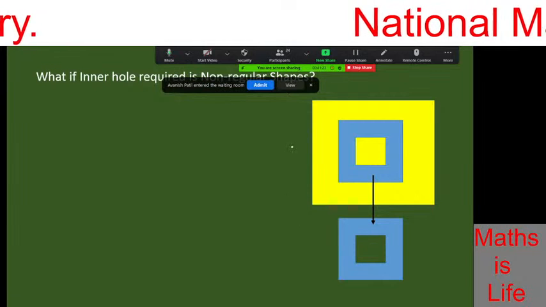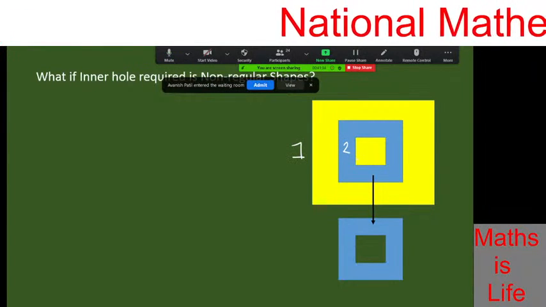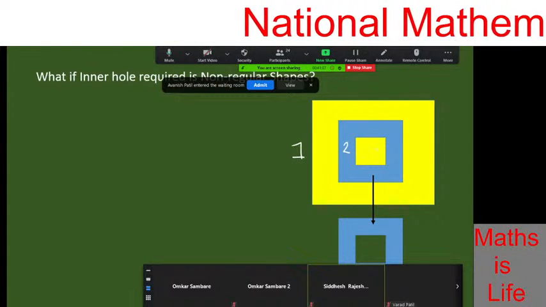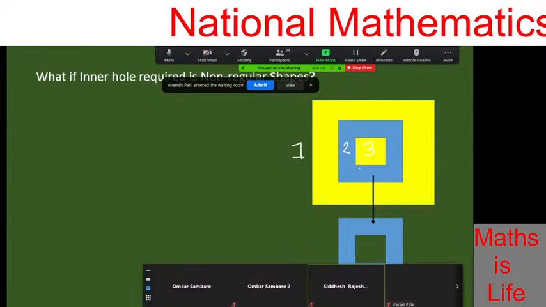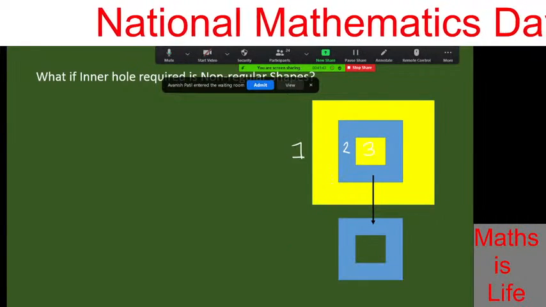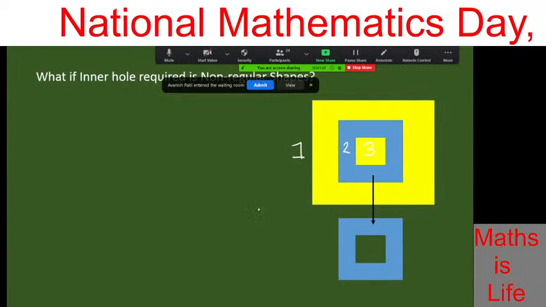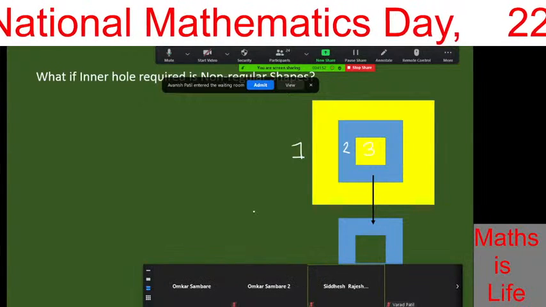The first region is outside, the second region is the region which we require, the blue region, and the third is inside, the middle square, the yellow square. So we have to separate all these three regions using only one straight line. And how we can do this, that you have to think now.